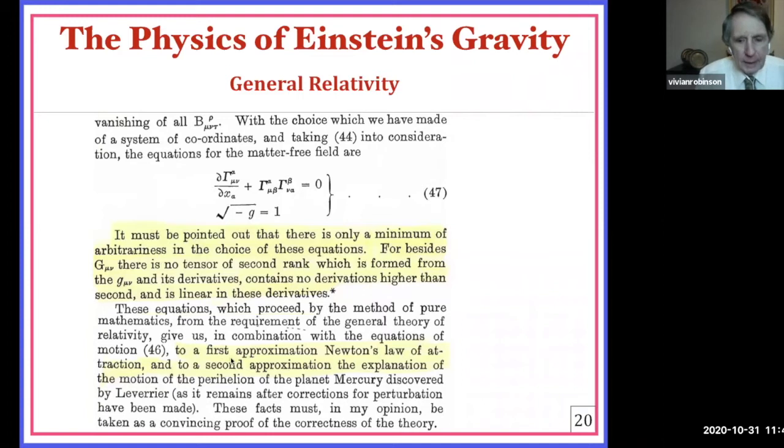The second highlighted section shows his approximations were good. I mean, his first approximation was Newton's law. His second approximation was the motion of the perihelion of Mercury. He was quite right to point out the correctness of the theory. It works well within the approximations he used.